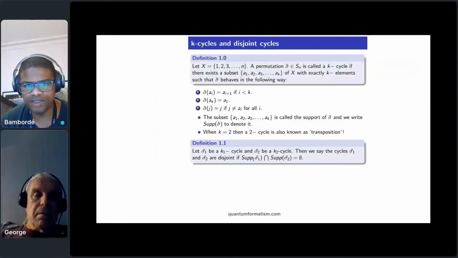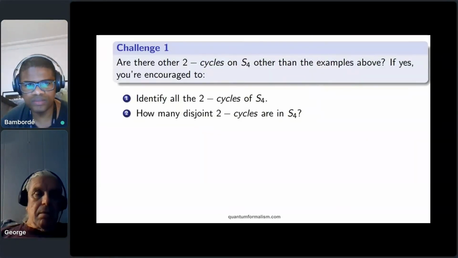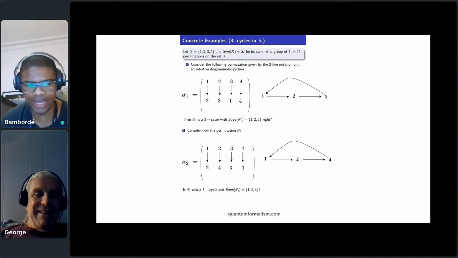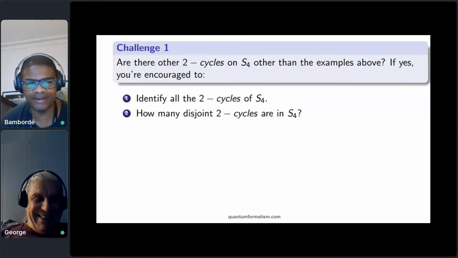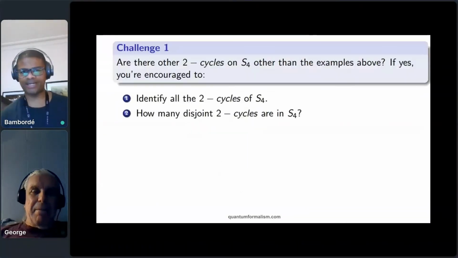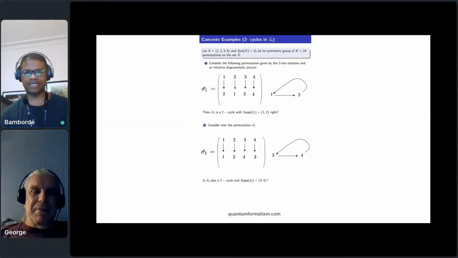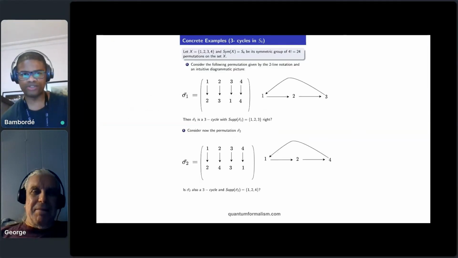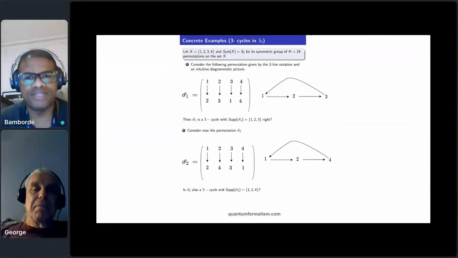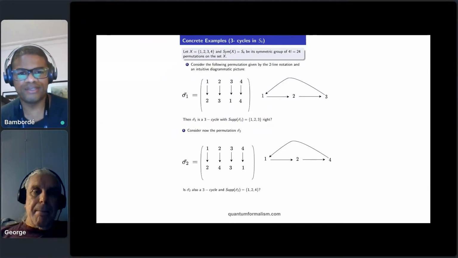We were not here. We were here. Okay, yeah. So now there you go. It works. So we were here. So the next, we were in the example of 2 cycles. So now we are going to 3 cycles. Okay, in S4, let's stick with S4. See what it gives us.